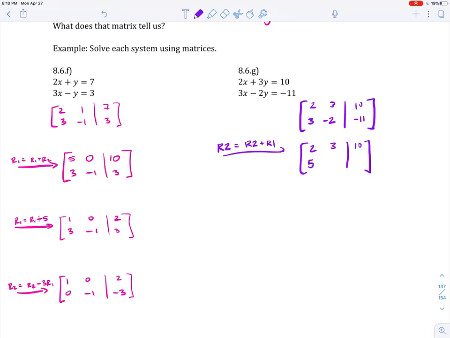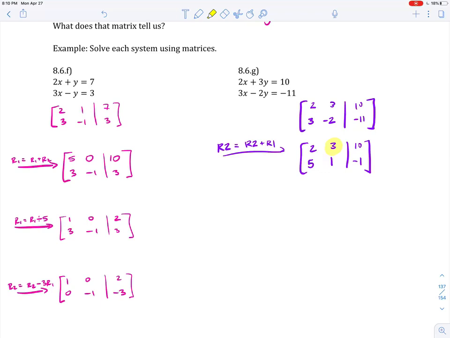Alright, so row 1 stays the same. So I still have 2, 3, and 10 along the top. And row 2, well, 3 plus 2 becomes 5. -2 plus 3 becomes 1. And -11 plus 10 becomes -1.